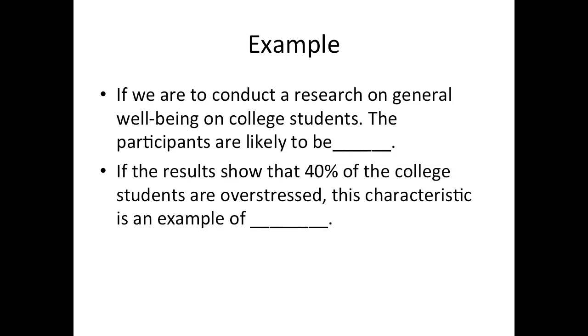So if we were to conduct a research on general well-being of college students, the participants are likely to be what? A sample or a population? A sample. Yeah. And if these results show that 40% of the college students are overstressed, this characteristic is what? A statistic or a parameter?